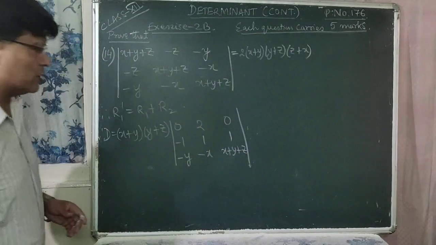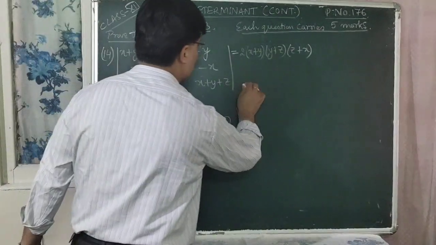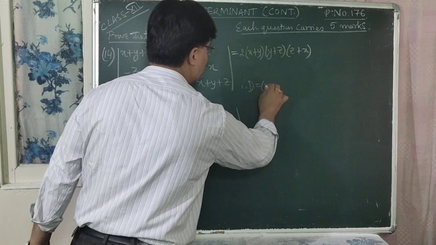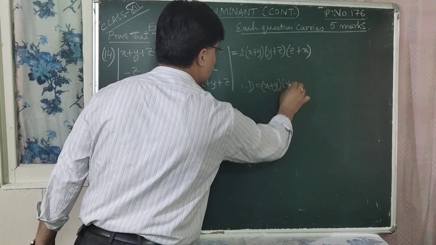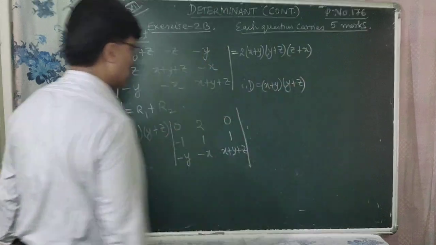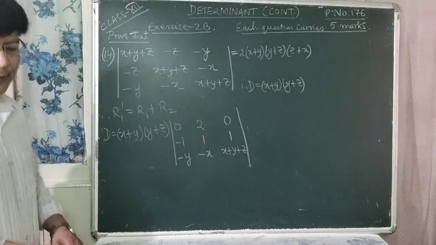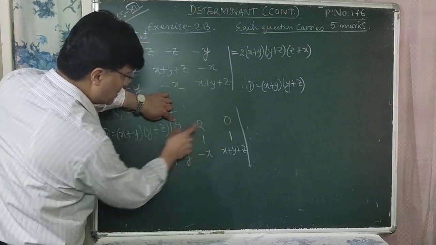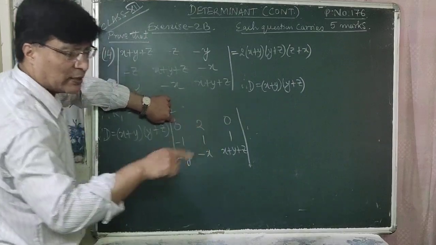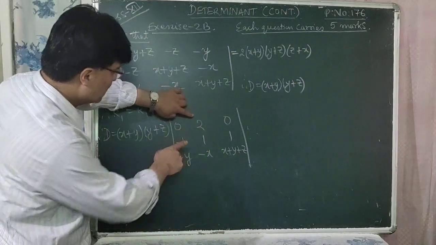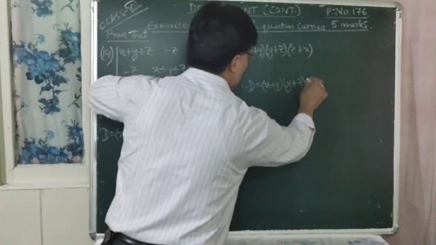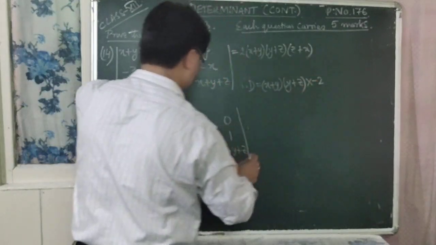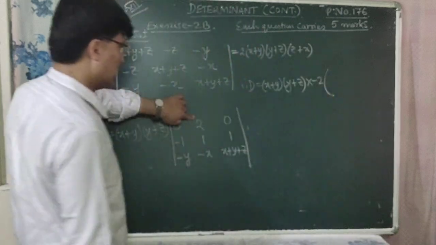So now let us expand it with respect to the first row. So therefore D is equal to x plus y into y plus z, right? Now what do you write? Plus minus plus plus 0. 0 into any number is always 0, don't write it. Then comes minus 2, you have to write it, minus 2 into minus 2, then within bracket.